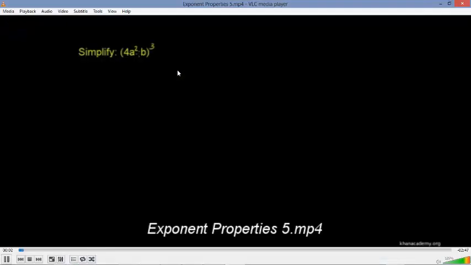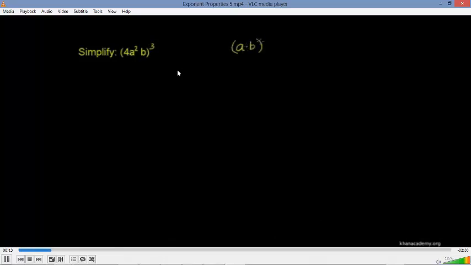Simplify 4a squared b, and this whole quantity is being raised to the third power. Now here we'll just use the property. If we have the product of things, let's say I have a times b, and I'm raising that to some power n, this is just going to be equal to a to the n times b to the n.